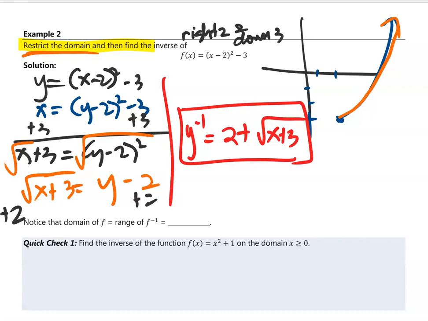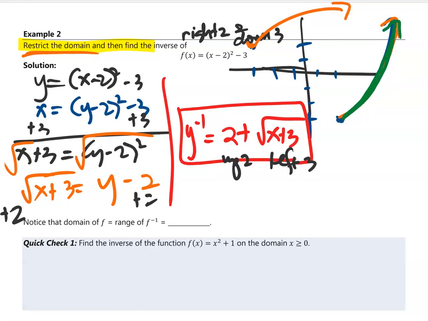So if you are going to graph this, what are the transformations here? X plus 3 meaning to the left 3, and plus 2 is up 2. So let's do that. Left 3, 1, 2, 3, up 2. So you're gonna have your graph here, something like this. So meaning the inverse of this part of the parabola, this green here, is this graph.